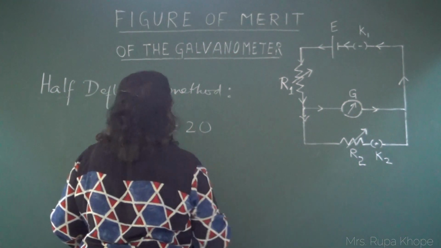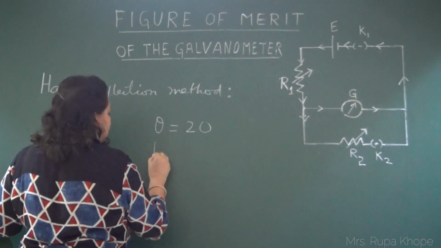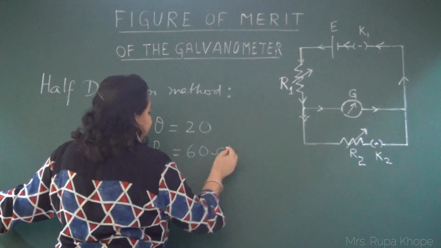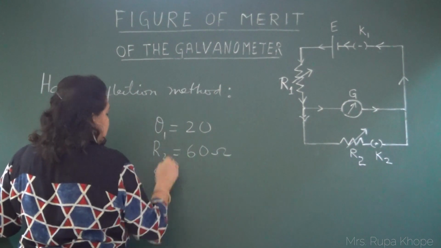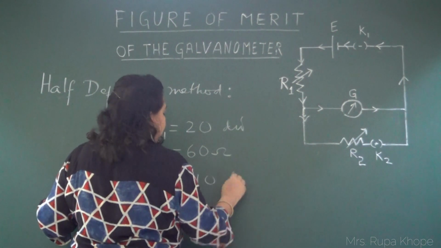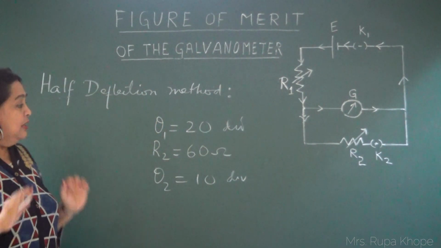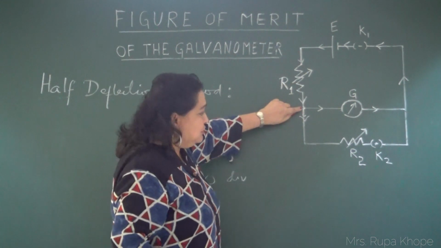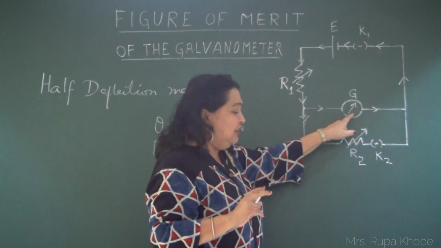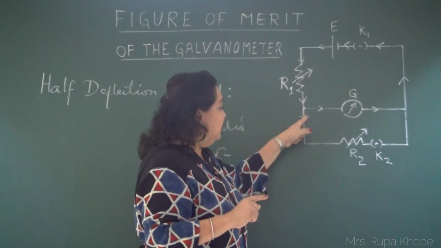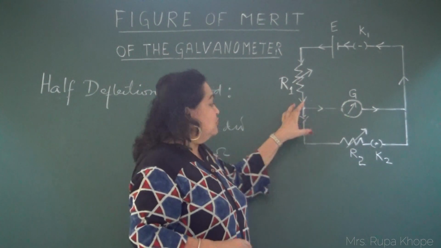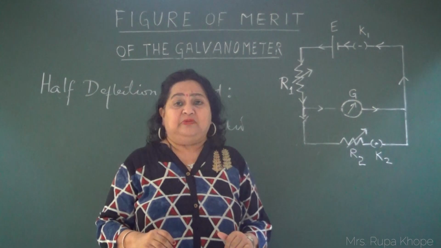So we remove some resistance. Suppose for some resistance R2 at about 60 ohms, say 60 ohm, deflection becomes 10 divisions. What is the meaning of this? Meaning is, whatever current was coming here, it is exactly divided into two parts. So the main current, which was 20, is now divided into half. So 10 parts come here, 10 parts come here. So that's why it is called the half deflection method.